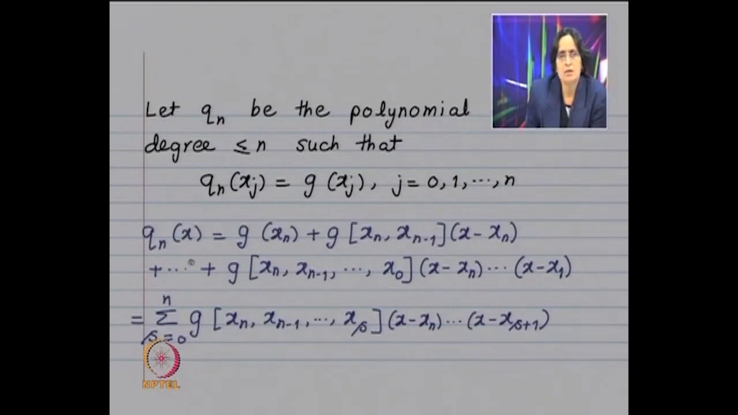So, for q_n(x), we will use the backward formula. That means, we write it as q_n(x) is equal to g(x_n) plus the divided difference of g based on x_n, x_{n-1} multiplied by (x - x_n). And the last term will be the divided difference of g based on x_n, x_{n-1}, ..., x_0 multiplied by (x - x_n) up to (x - x_1). So, here you go up to x_0, then here you stop at x_1. So, the points which we are taking are the interpolation points taken in the reverse order.